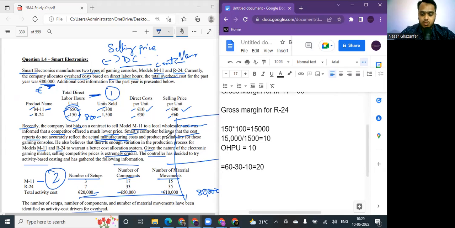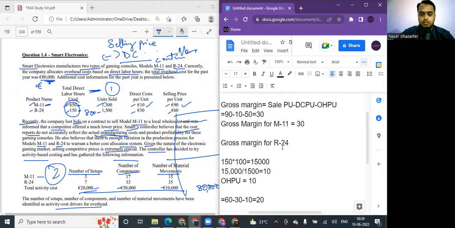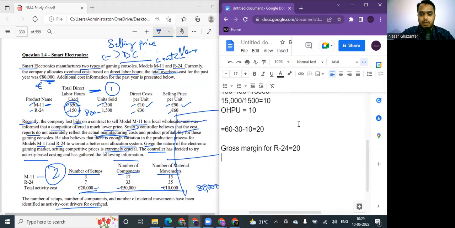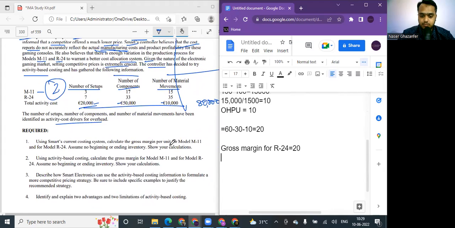So gross, see, you can even copy paste in the main examination also. I'll do that here. It is equal to 20. I've got my answer. So the gross margin for both: here I've got 30, here I've got 20. So question number 1 is done. Now let's see question number 2.